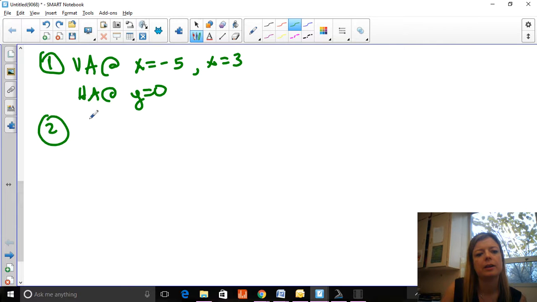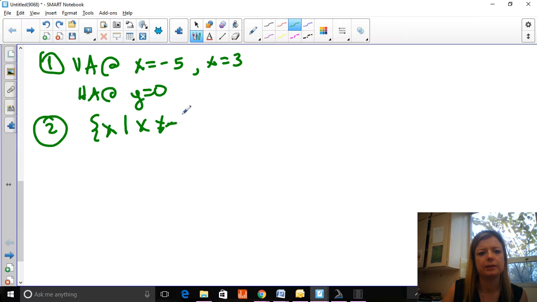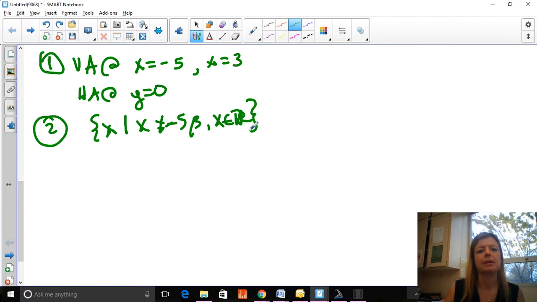Now step 2 is to write our domain. So it's x such that x cannot equal -5 or 3, and x is in the set of all real numbers. Sometimes my pen is worse than other times. I don't know what's going on.